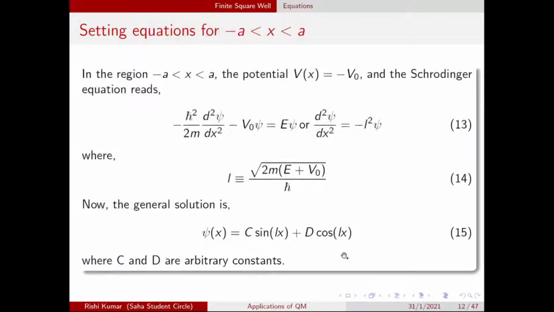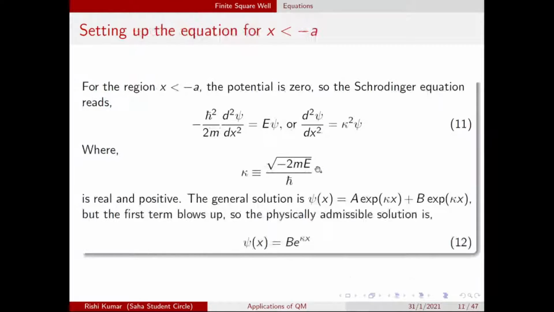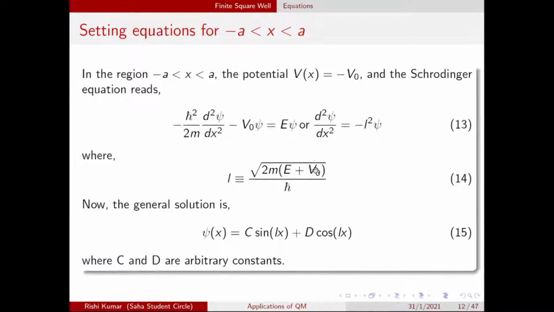Okay. So now we're going to look at the region of negative a less than x less than a. The potential V of x is simply negative V naught here. So now just substituting that into the Schrodinger equation, we get the potential here. This is again just retracing our steps. We are essentially solving this differential equation, and here we are getting l equals root 2m(E plus V naught) over h bar. So previously we didn't have a V naught term here. Here we have a V naught.